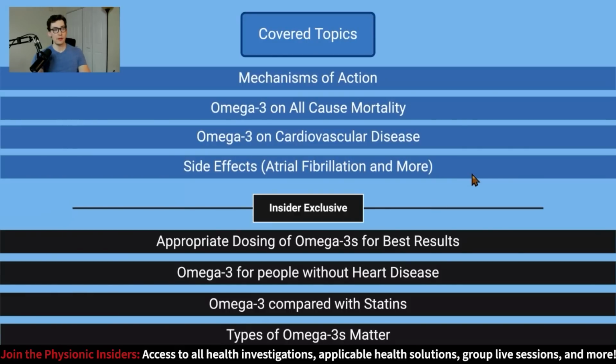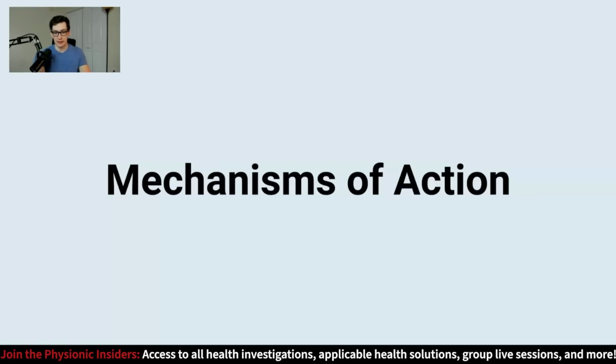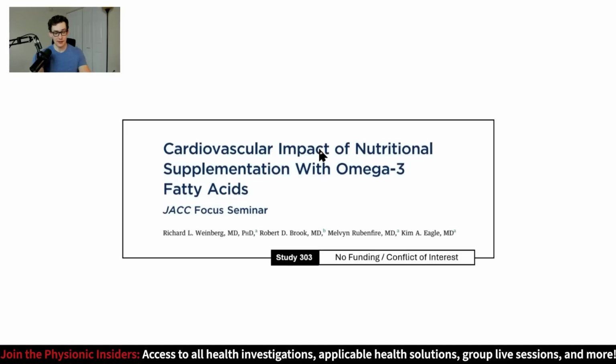Okay, let's go into the mechanisms of action. This is a really interesting one. I learned a lot from this one, so I'm really excited to present this to you. So the information is going to be largely coming from study 303. There's no funding or conflicts of interest related to this one, mainly because it's a scientific review. So, there's not going to be a bunch of funding that needs to go into something like that, because they don't have to recruit participants and things of that nature.